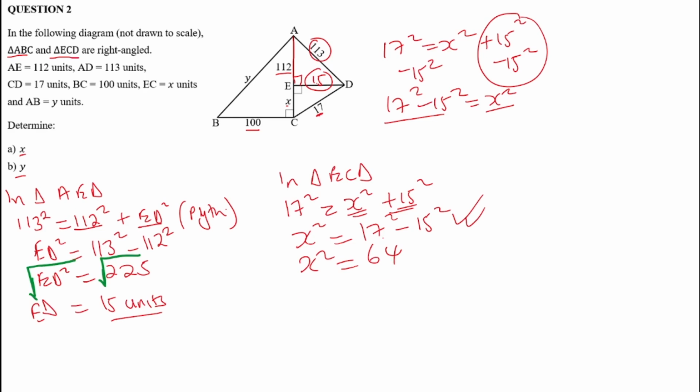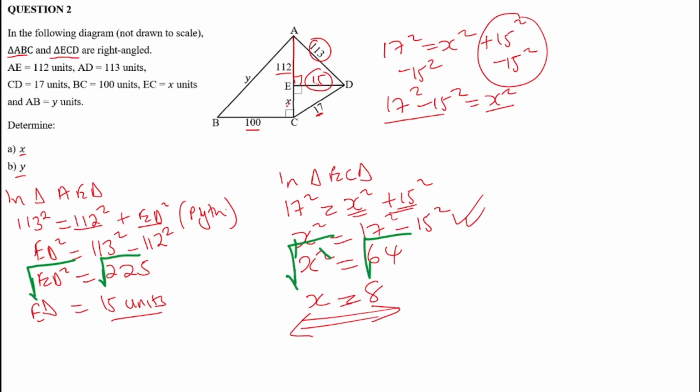Then square root both sides. When you square root, the square and the square root cancel each other out. The square root of x squared is x. So x is equal to 8. Actually there are two numbers here, positive and negative 8. But because we're talking about distance, you always take the positive value. So we managed to find our x here.